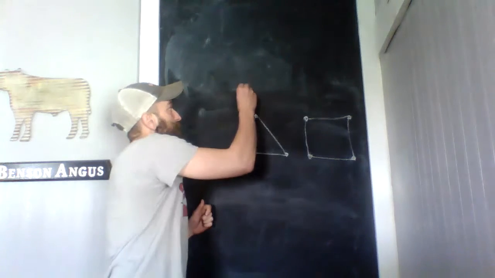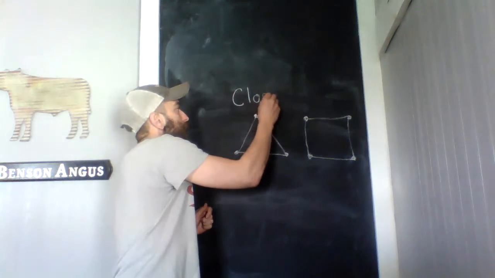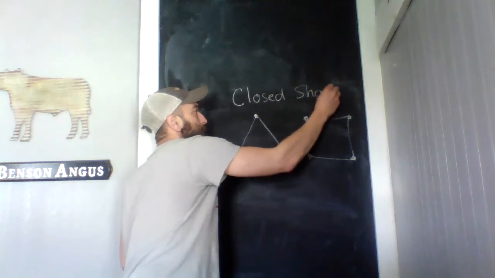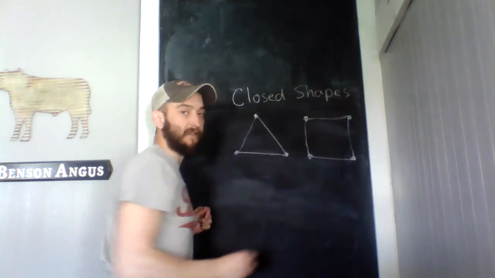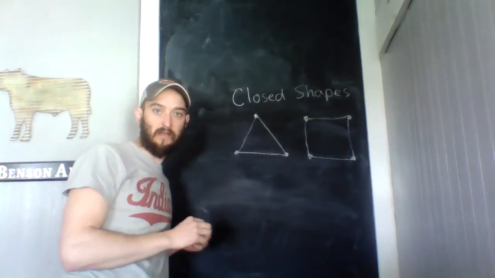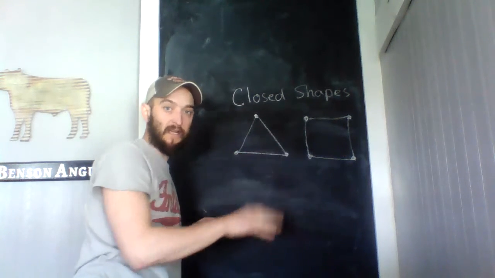So what these are called are closed shapes, because they don't have any openings in them. Think about if you have like a fence for some animals. They're going to be closed and the animals can't get out.